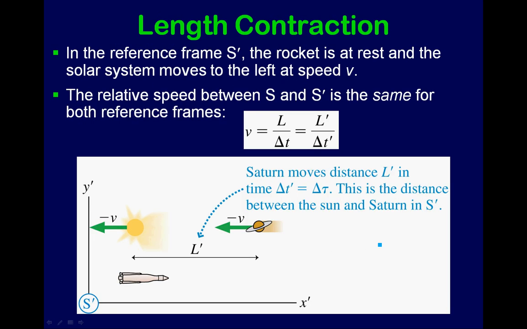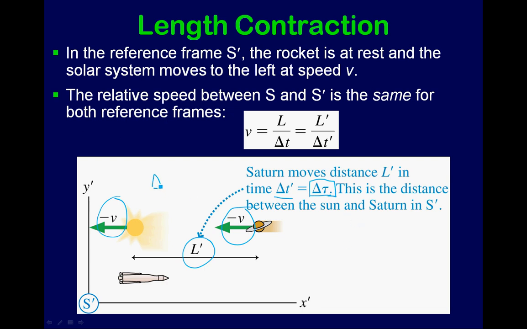Now, if we switch to the frame of the rocket, like we were doing in class, the sun is heading backwards with some velocity, and Saturn is moving towards the rocket with some velocity, and there's some new distance that we'll call L prime. Saturn moves the distance L prime in the time delta t, which is the proper time, because now it's the time measured by the rocket.